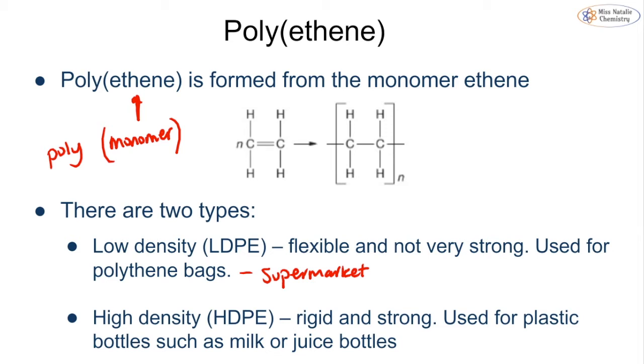Now we also have high density polyethene, or HDPE, and again, you'll come across this probably every day of your life. It's very rigid and strong, and it's used for things like plastic bottles. So any milk cartons or juice bottles like Coca-Cola or Mountain Dew bottles, they are made of high density polyethene. And you can sometimes see that written on the bottle itself. You can see PE engraved into the bottle just to tell you what it's formed from.